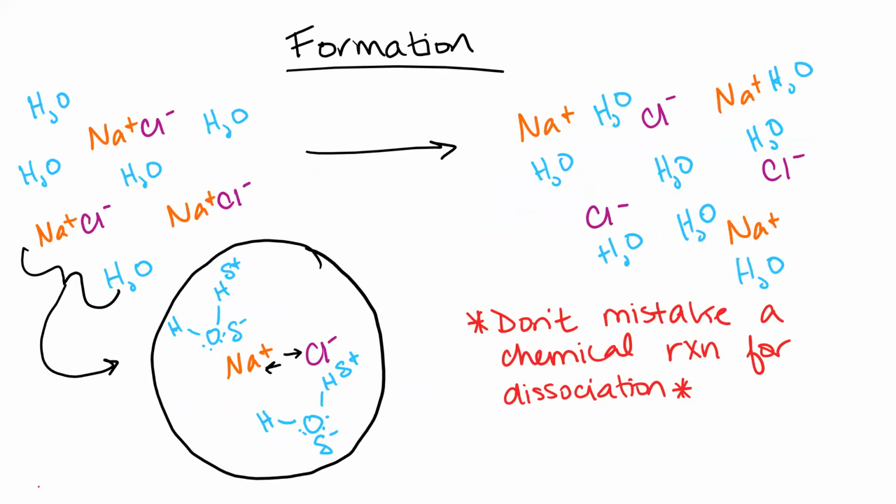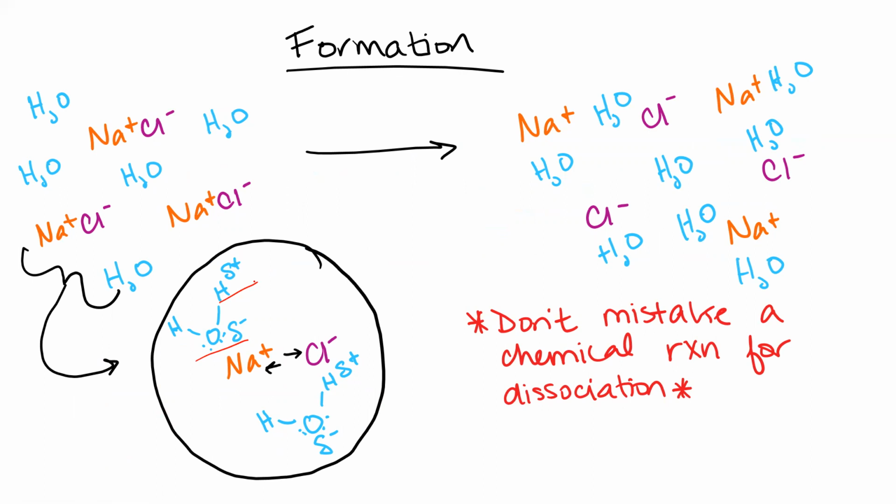And yet again, this is how this forms. We have our negatively charged oxygen, our positively charged hydrogen, partially charged hydrogen, and they're going to interact with the parts of this ionic compound. The sodium is going to lose one of its electrons to the chloride because it doesn't want to keep it as much.